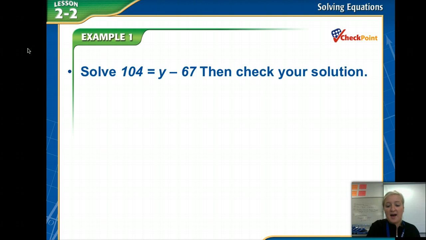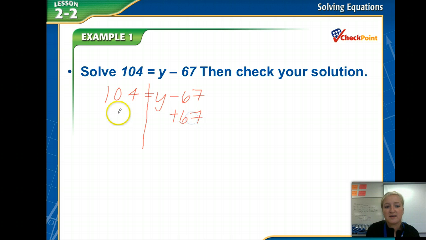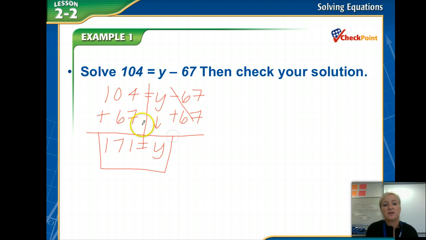All right, hopefully you have an answer and you're going to check it with mine. I have 104 equals y minus 67. So the first thing I'm going to do is always draw that line down the equal sign. And I need to isolate my variable. So if I have a negative 67, I am going to add a 67 to not one side but both sides. This side I'm left with 171 equals, and a negative 67 and a positive 67 cancel out and bring your variable down. So I have 171 equals y.